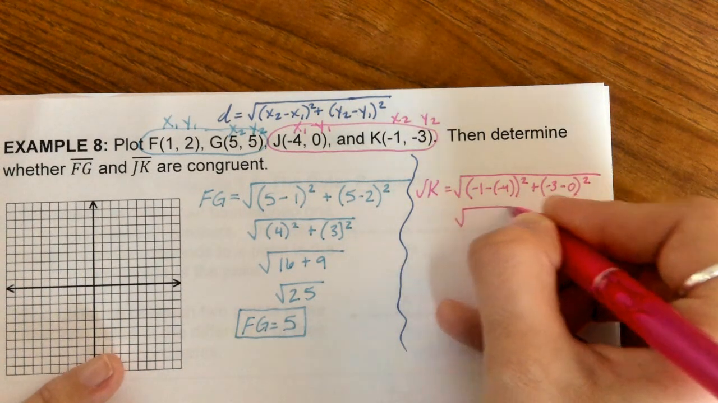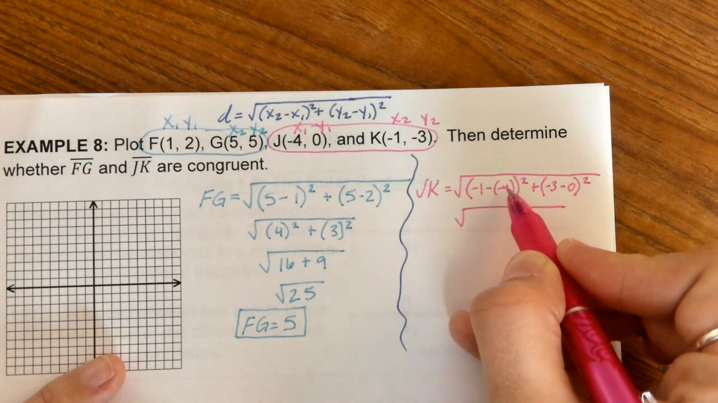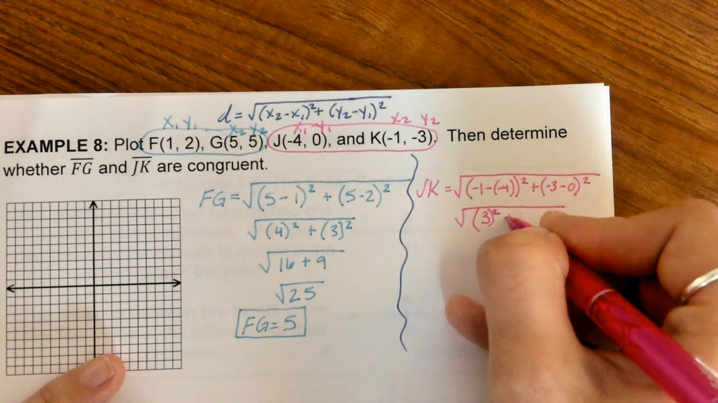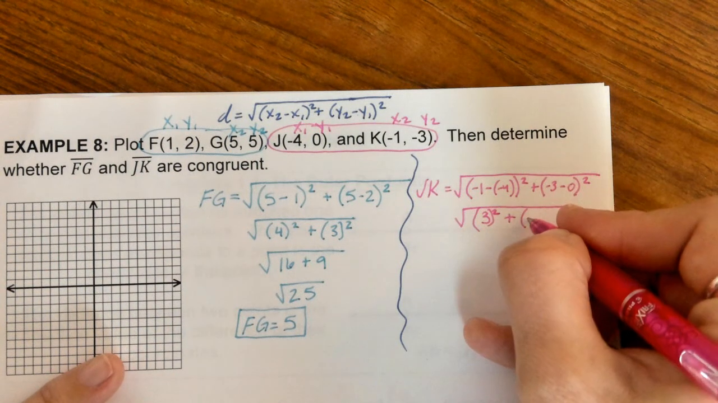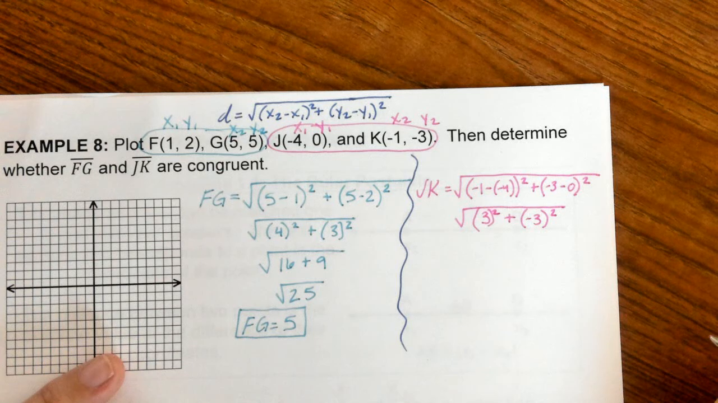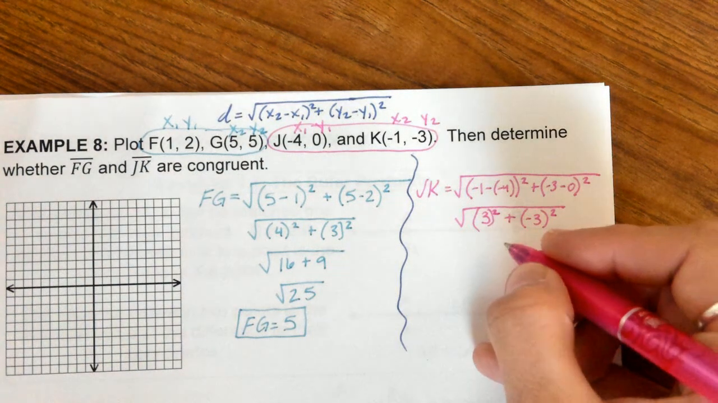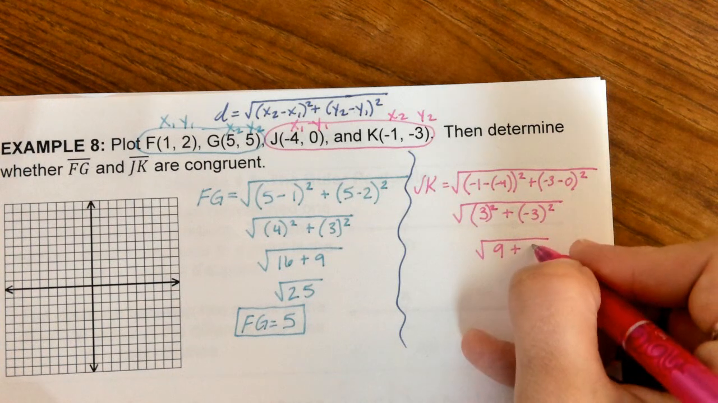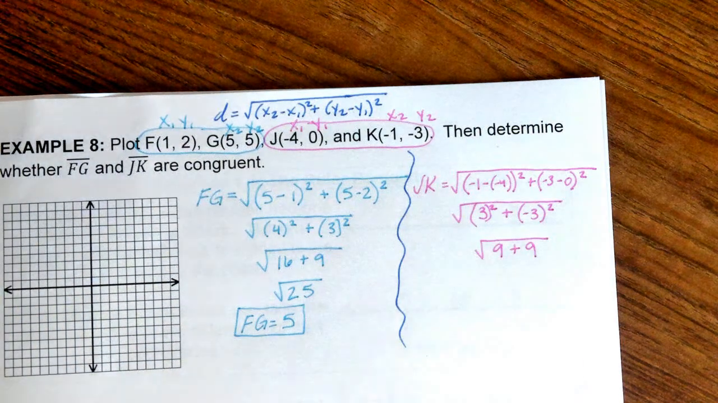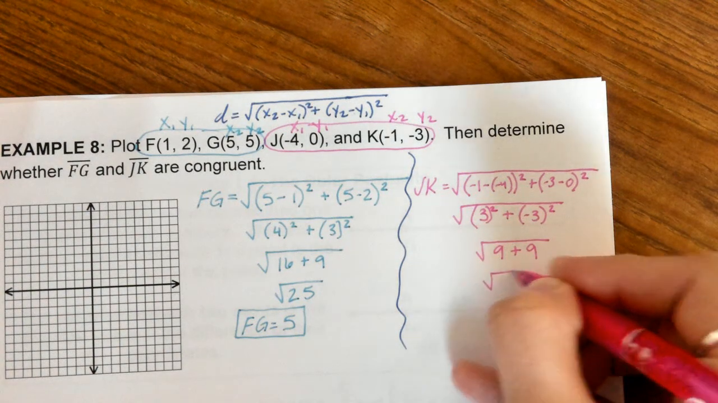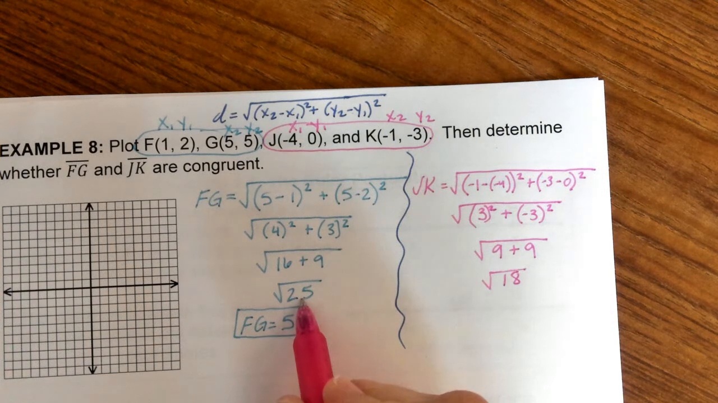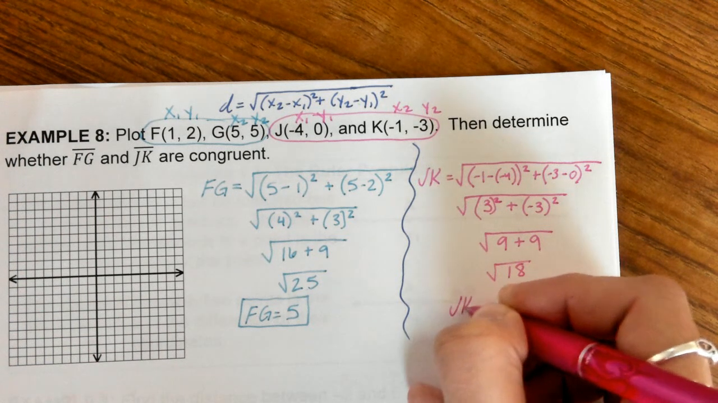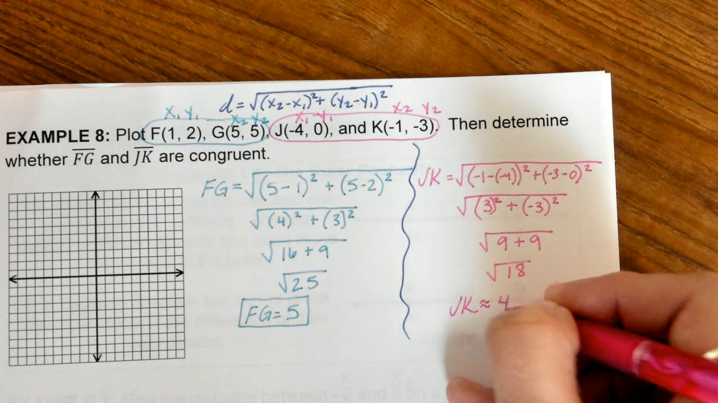All right, let's solve in the parentheses. When we have negative 1 minus a negative 4, that's going to come out to a 3. So we have 3 squared, plus negative 3 minus absolutely nothing, we have a negative 3 squared. Then we're going to square. 3 squared is 9, plus a negative 3 squared is 9. So then we add those two together. We have the square root of 18, which we can already see the radicals are not the same, so we can already determine they're not going to be congruent. When we plug that into our calculator, we're going to get approximately, rounded to the nearest tenth, 4.2.